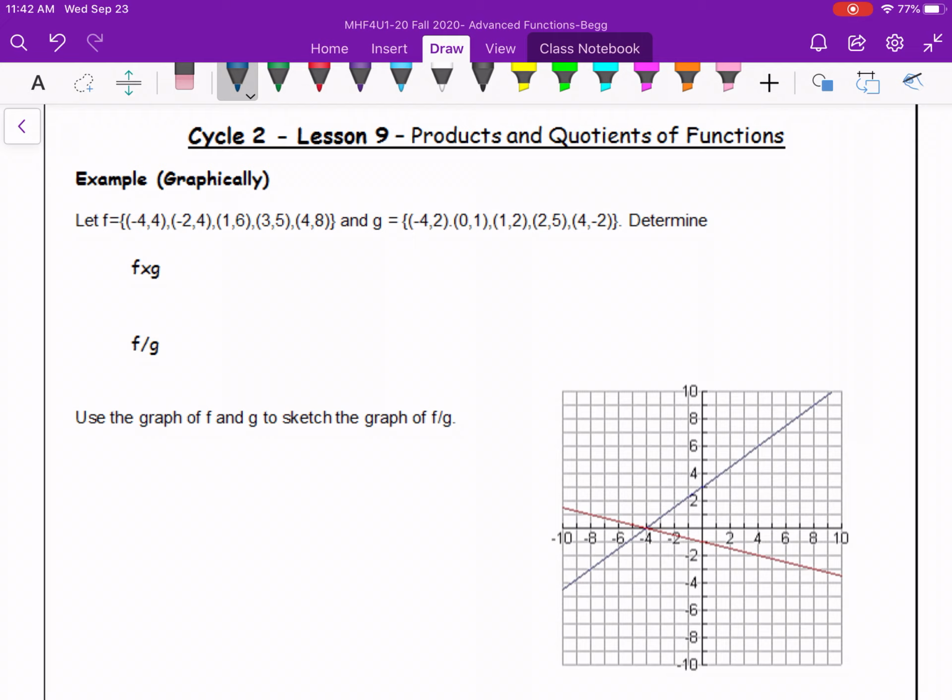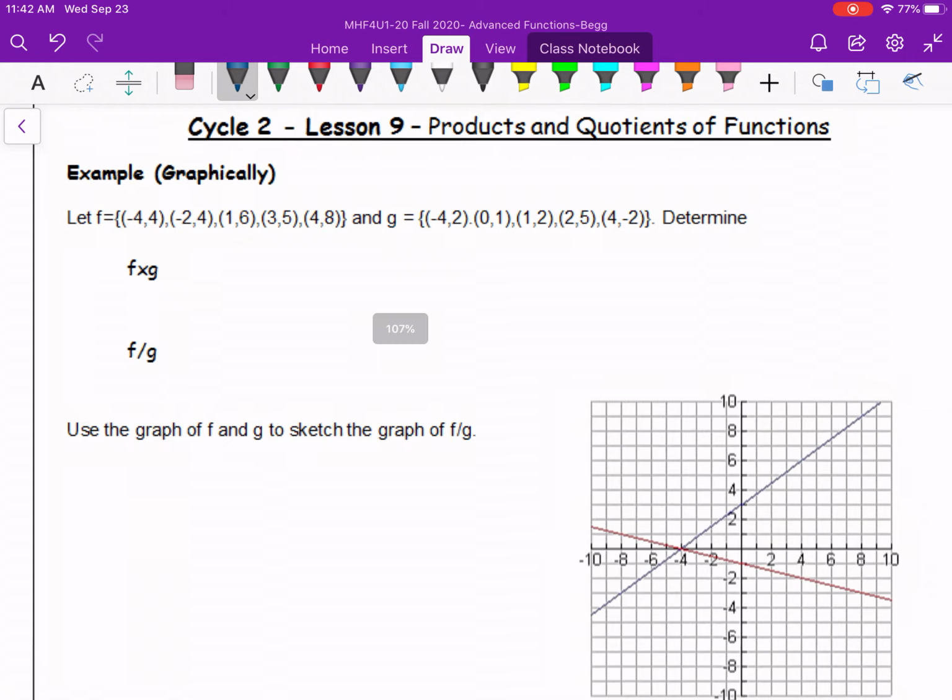In Cycle 2, Lesson 9, we're going to keep working on combining functions. Last lesson we did adding and subtracting functions. Now we're going to multiply and divide them. In other words, products and quotients. So let's start just by jumping in with a couple of functions defined by sets.